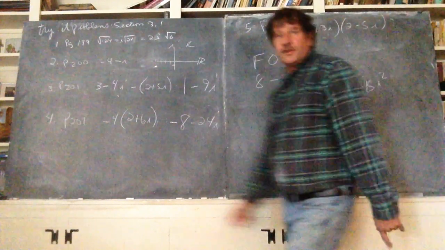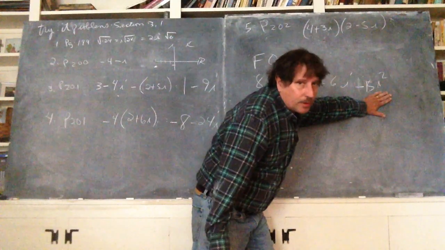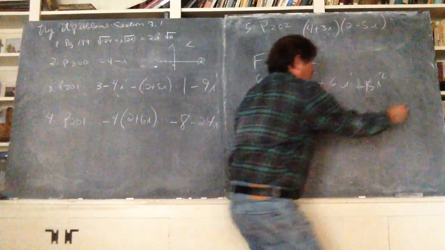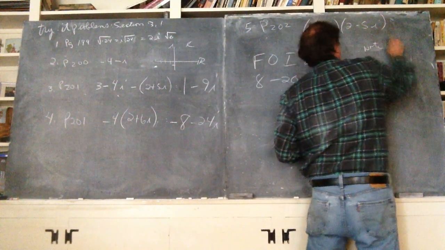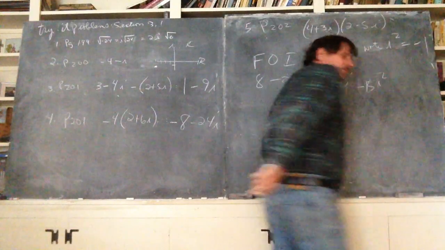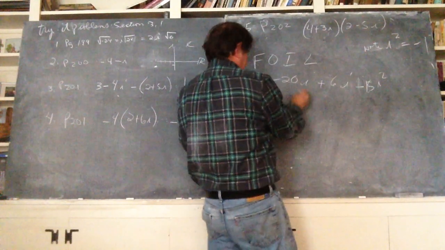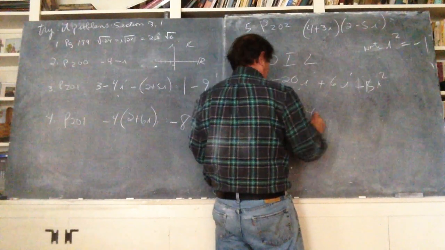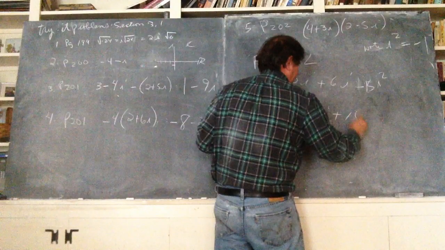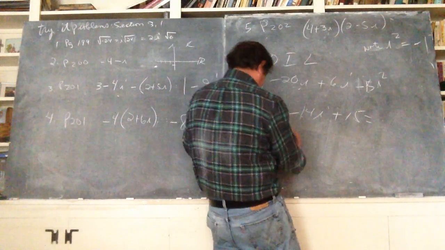Minus 15i squared. Here's the whole point of the thing. i squared is negative 1. Note, i squared is negative 1, from the definition. So this is plus 15. 8 plus 15 is 23, minus 14i, right?